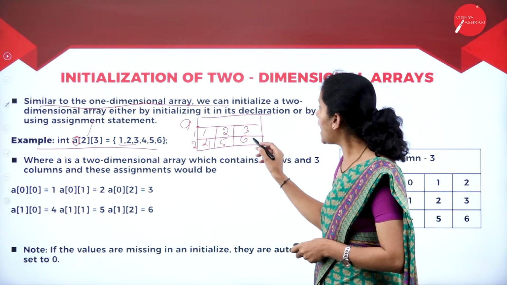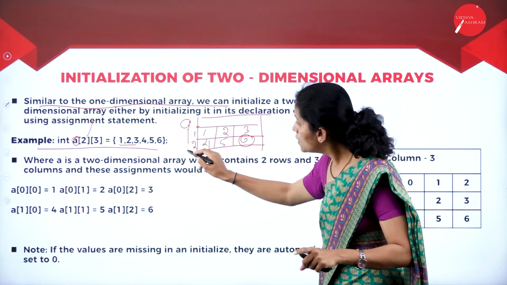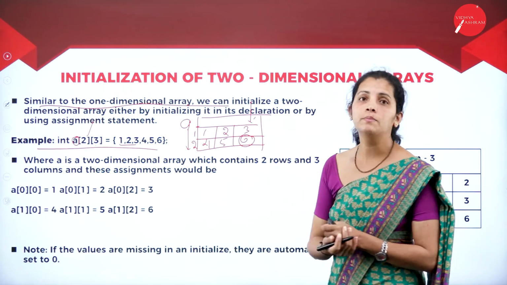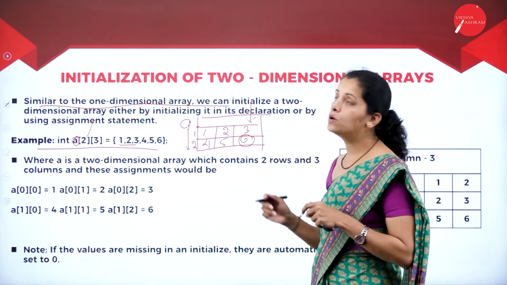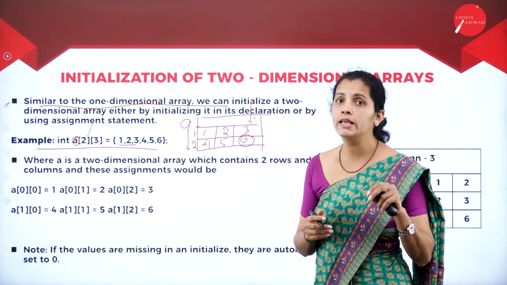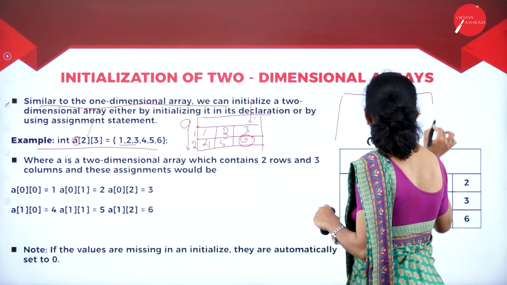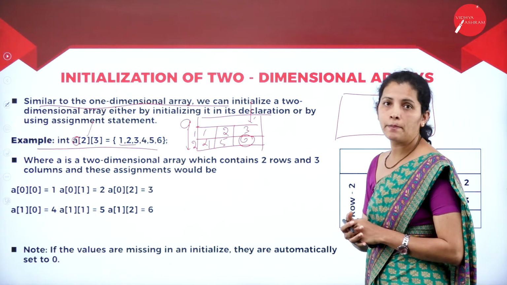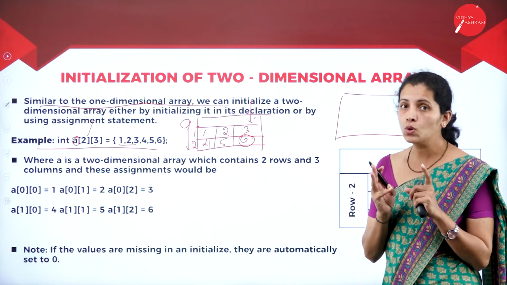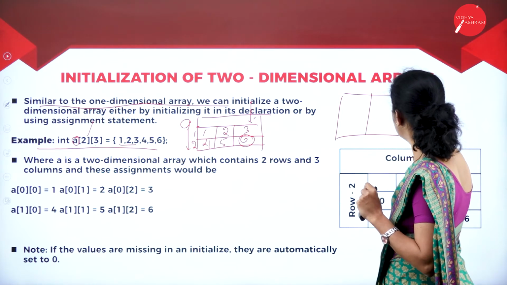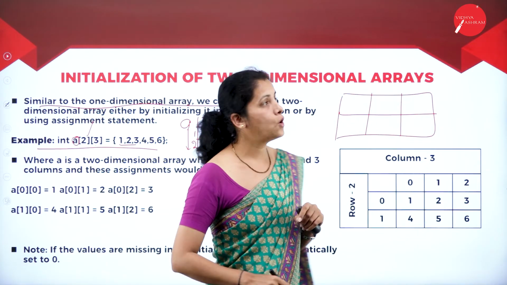Now if I want to access this element 6, I must know my row index as well as column index. With the help of the row index as well as the column index, I can access the element which is stored in the two-dimensional array. So here, see, it is a 2 cross 3 matrix. That is 2 rows and 3 columns.